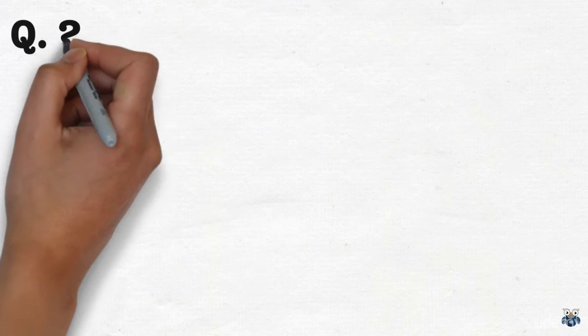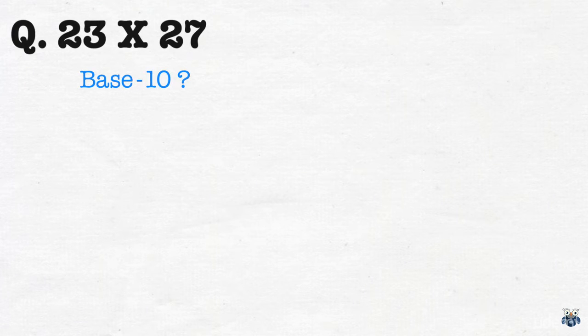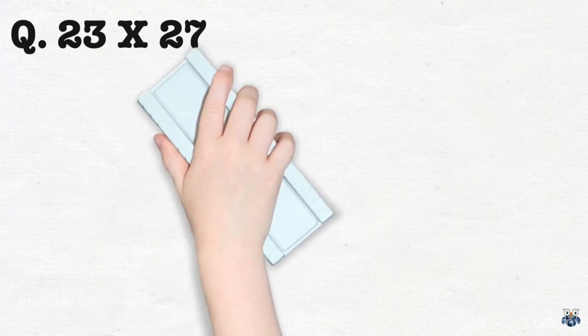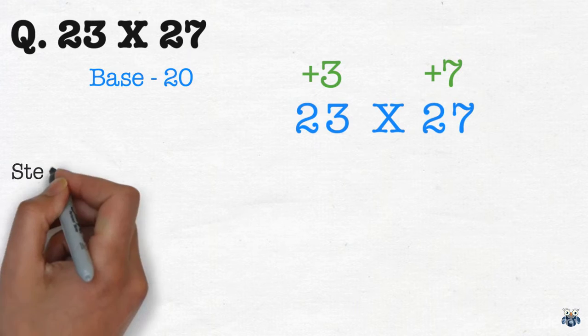What is 23 times 27? I could use the base 10 method to solve this, but as you can see, these numbers are closer to 20. So we will use the base 20 method to solve the problem. Here is how it works. Let's first write down the numbers. 23 is 3 more than 20. 27 is 7 more. So we write down these difference numbers.